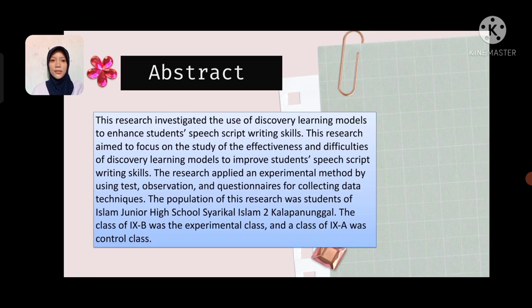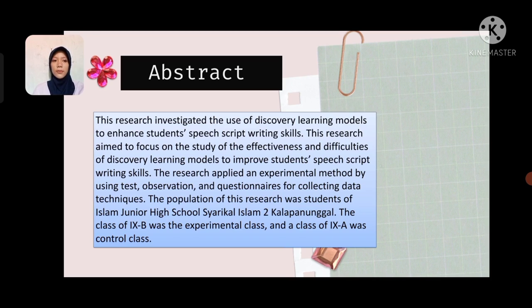Abstract. This research investigated the use of discovery learning models to enhance students' speech script writing skills. This research aims to focus on the study of the effectiveness and difficulties of discovery learning models to improve students' speech script writing skills. The research applied an experimental method by using tests, observation, and questionnaires for collecting data techniques.